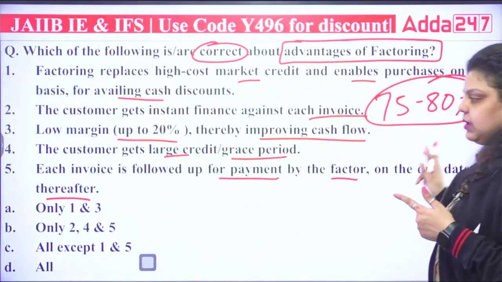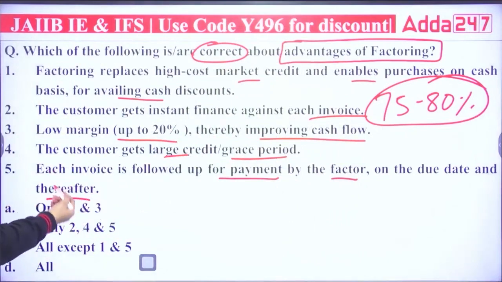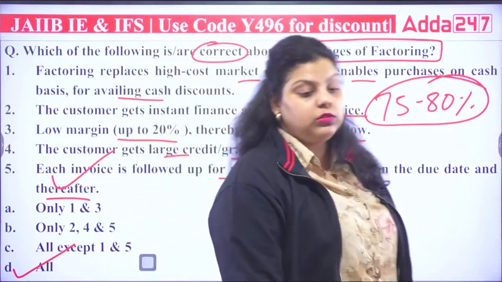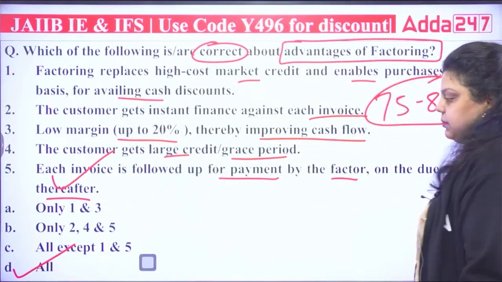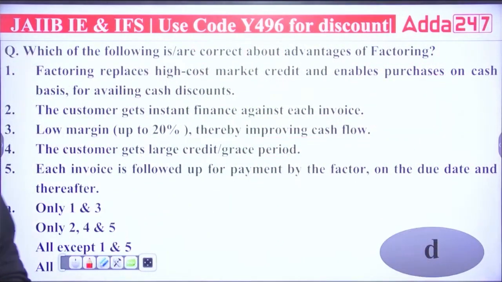On the due date, the factor will go to the buyer and ask for a payment. So that responsibility is not of a seller. It means all the statements, or all the benefits or advantages, are true about factoring here. Okay, so your right answer will be all of the above, that is D.